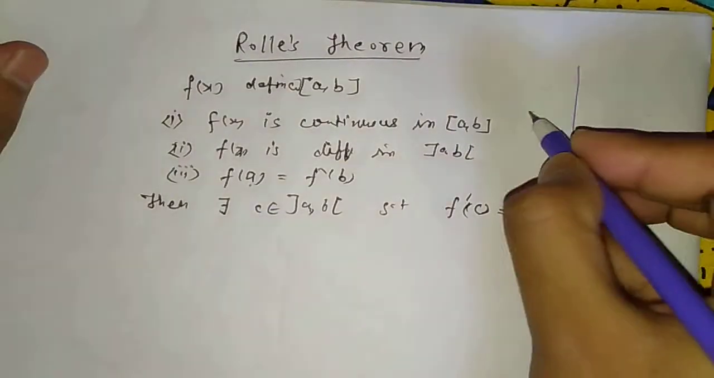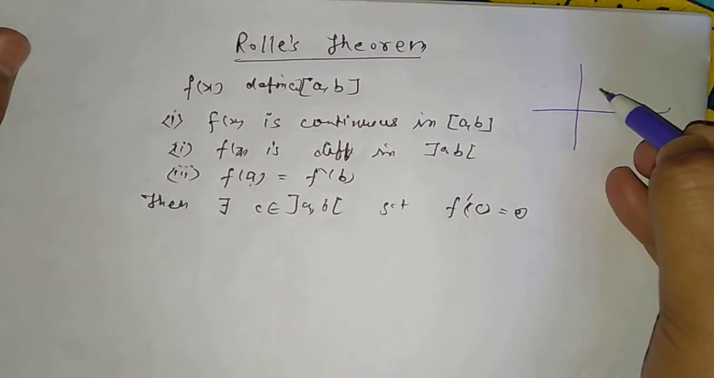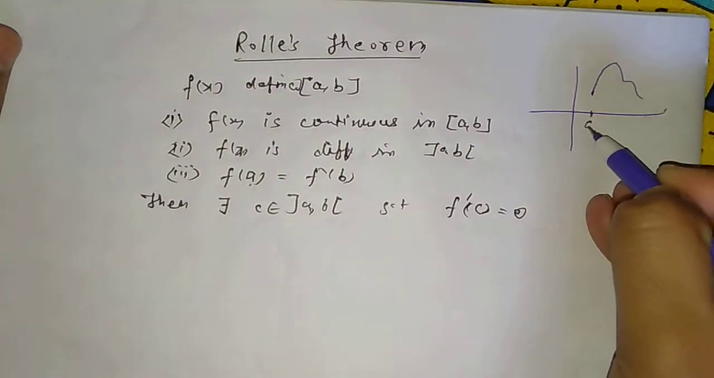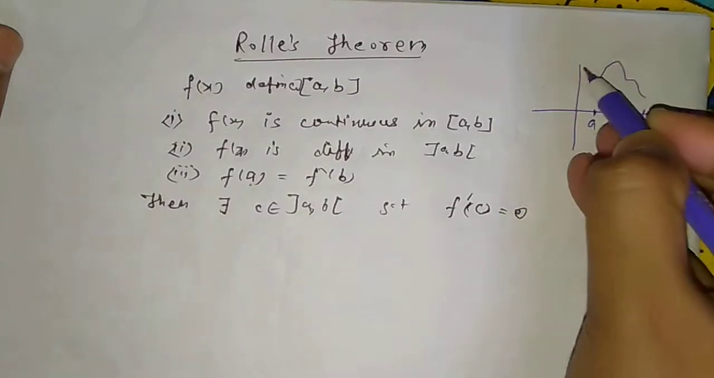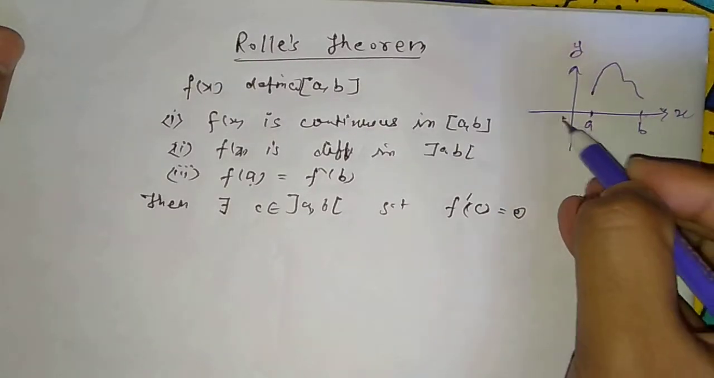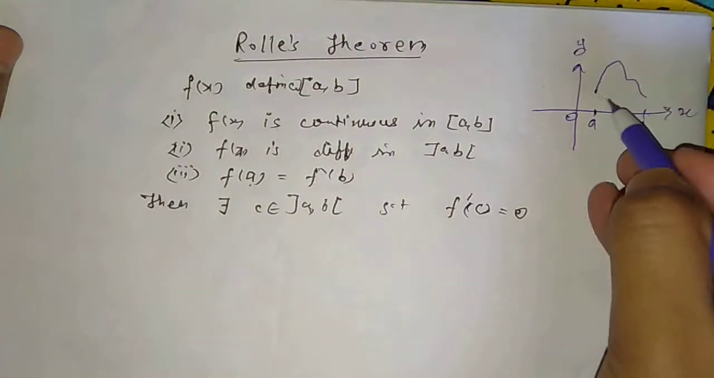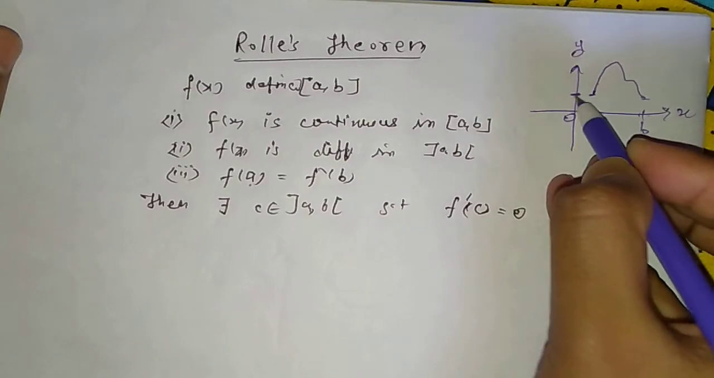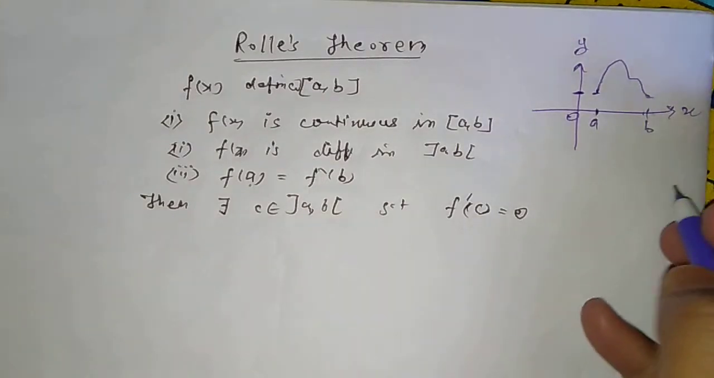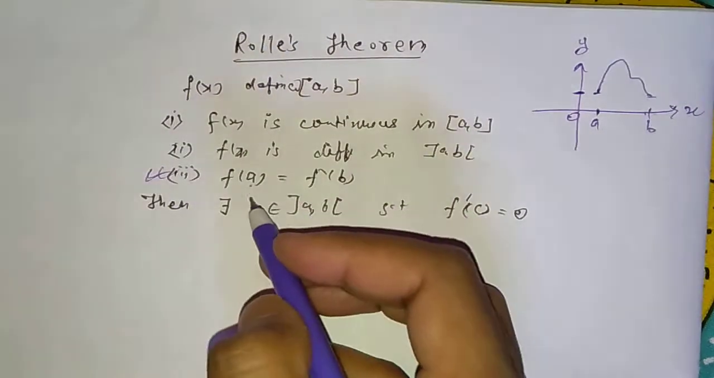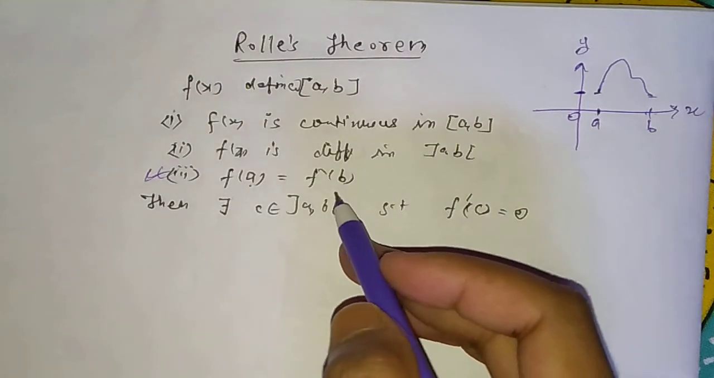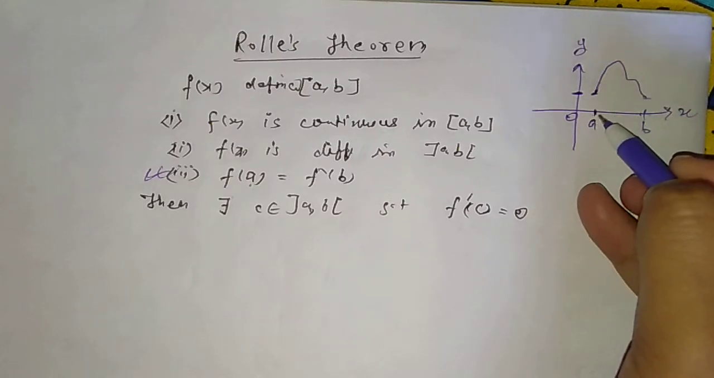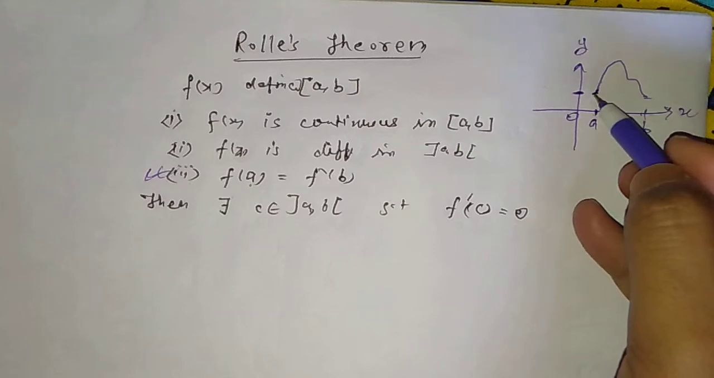So we take an example of a function such that the graph of this function is like that. Then this is the point a, this is b, the x-axis, the y-axis, and the origin. Here we can see that the values of f(a) and f(b) are equal. Here this point is f(a) and also f(b). So this comes from the third property, where f(a) must be equal to f(b). Also we can see that this graph is continuous at each point of the closed interval [a, b].